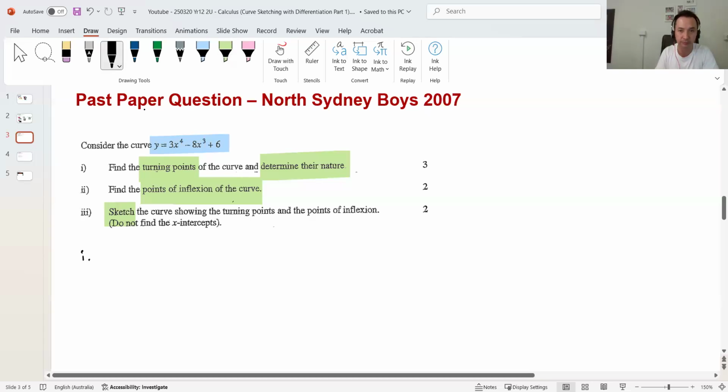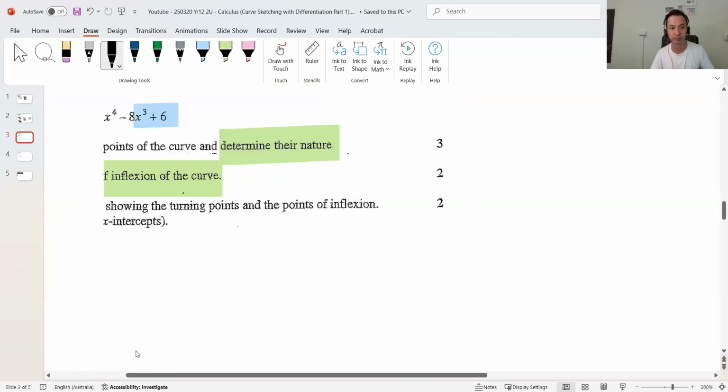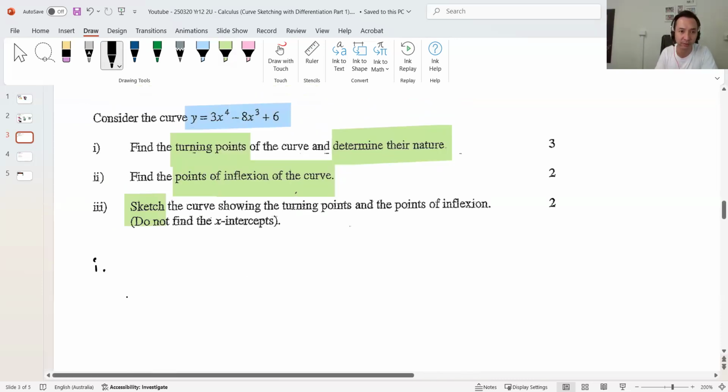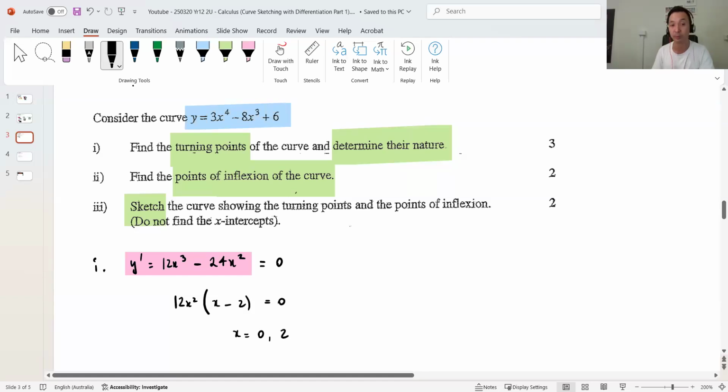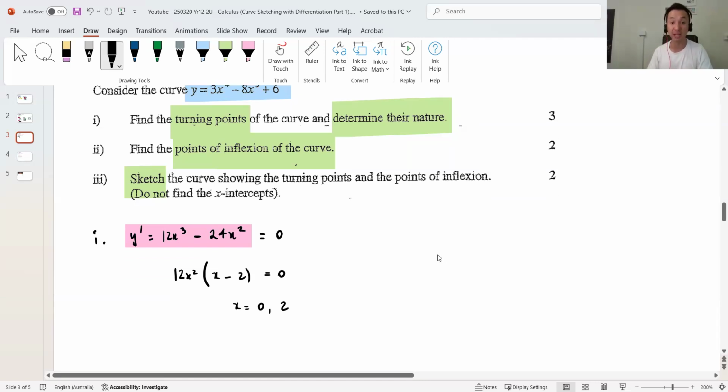So part 1. Let me zoom in. Guys, if y equals that, then the first derivative would be, bring down the 4, 12x cubed minus 24x squared, and the 6 goes away. That is my first derivative. So I just want to highlight that. Set that to 0. When I set that to 0, maybe I'll factorize 12x squared out. Becomes x minus 2 equals 0. So I've got x equals 0 and 2 as my 2 stationary point x values.